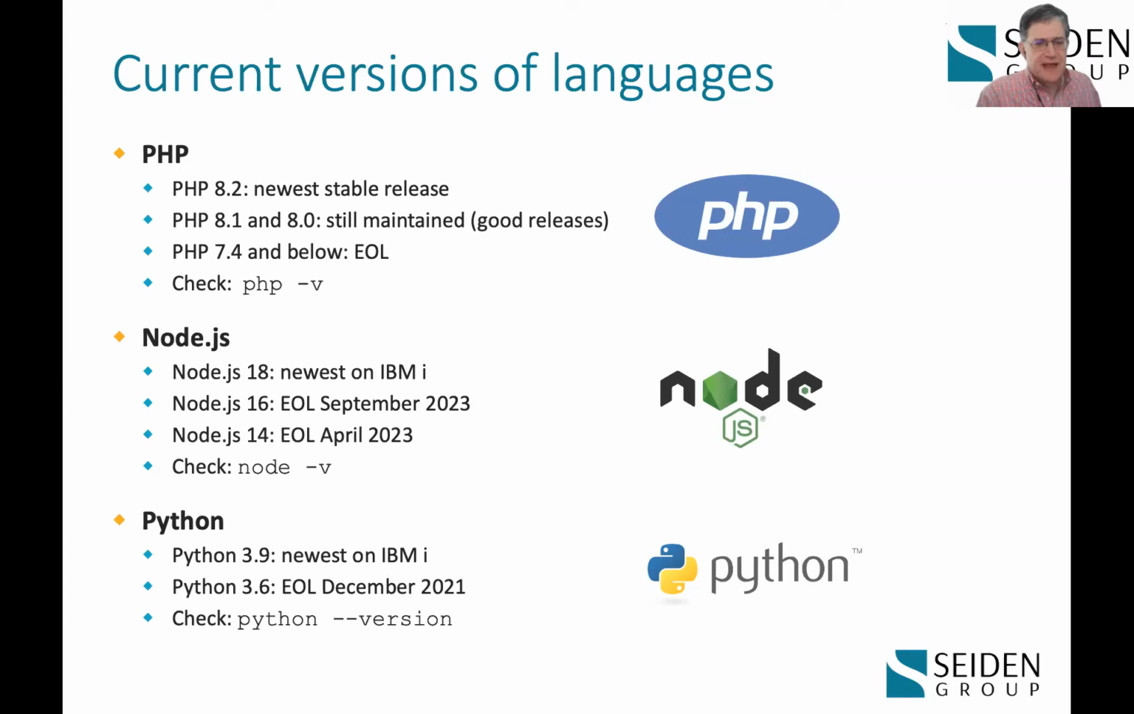Node.js, which is JavaScript, 18 is the newest. 16 goes end of life in September. So really you should try to be on 18 at this point. Anything less has a short lifespan or is gone already. 20 is coming out in the community in April. I'm not sure when IBM i is going to get that release, but 20 is coming out soon.